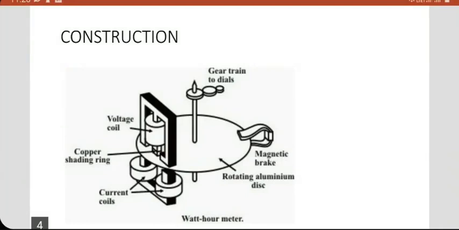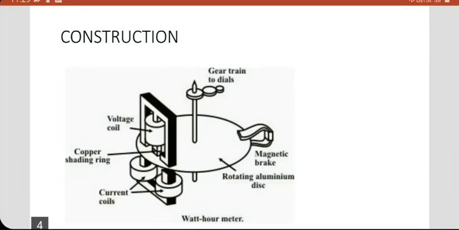And in between, the disc rotates because of the torque generated on it and because of the fact that we are not putting a counterbalancing torque on the disc. So it continuously rotates. The gear train is basically used to convert that rotation into numbers. That rotation is converted into a lower rotation, and things are measured from there.